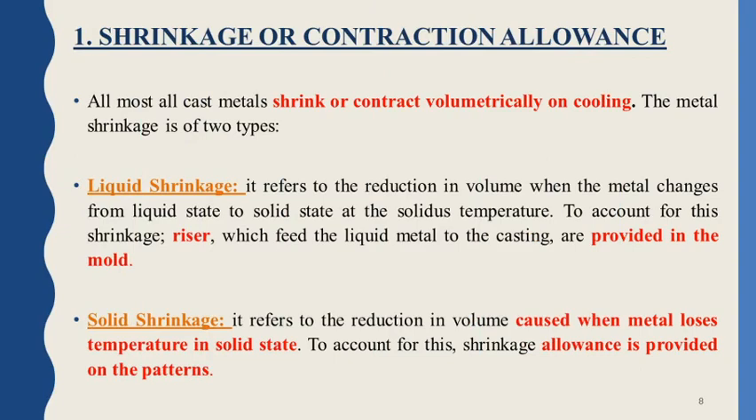So first one is the shrinkage allowance or the contraction allowance. As you know, during the casting process, we will be pouring the molten metal into the cavity, and as a result, upon solidification, the molten metal will solidify and we'll get the final casting. But during this phase change, from liquid to solid transformation, upon cooling, a shrinkage or contraction takes place inside the material. Also, there is a shrinkage when it is in the liquid state. So we can say there are two types of shrinkage. First one is the liquid shrinkage, second one is the solid shrinkage.